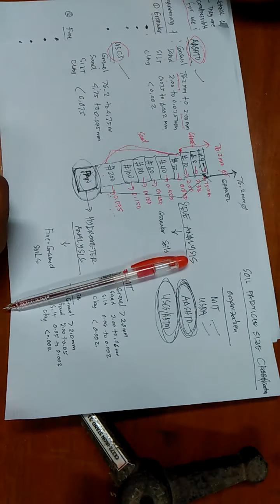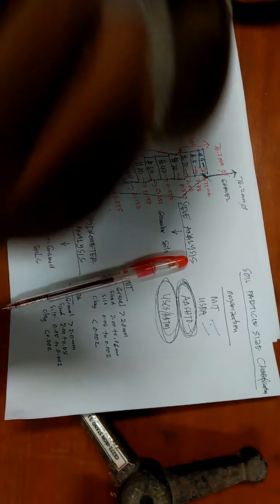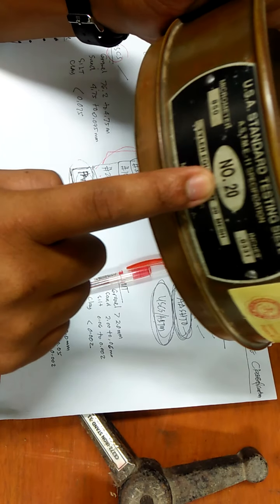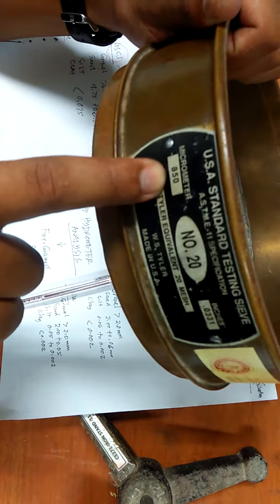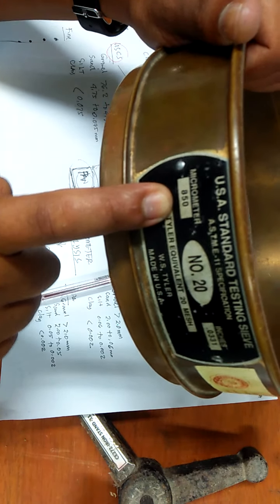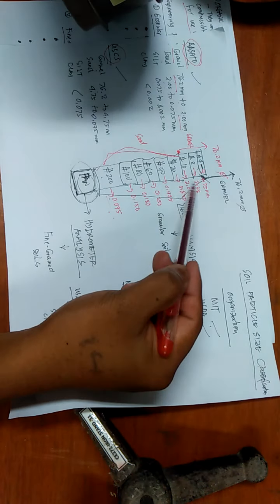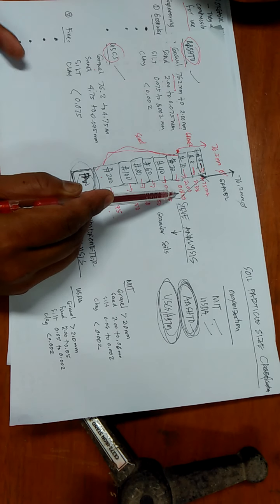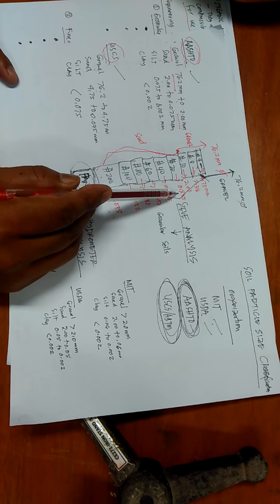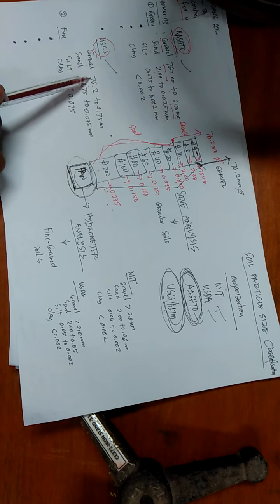Okay? Next. How about your sieve number 20? Number 20. If we will try to convert the opening or the diameter in terms of mm, this is 0.85. Right? So, going back to this figure, your sieve number 20 is 0.85. Kapag USCS naman titignan natin, mapapansin natin na ang diameter nito, diameter opening niya is considered as what? Sand.